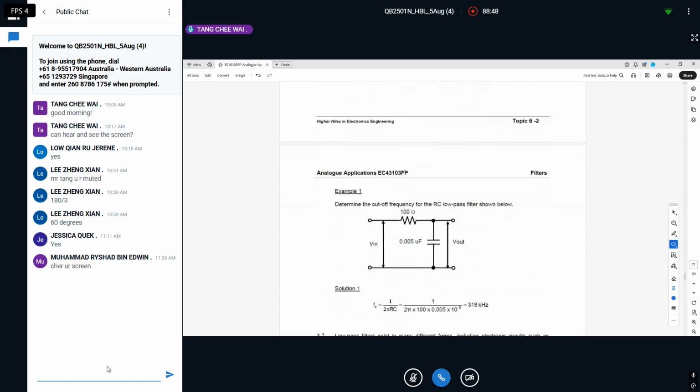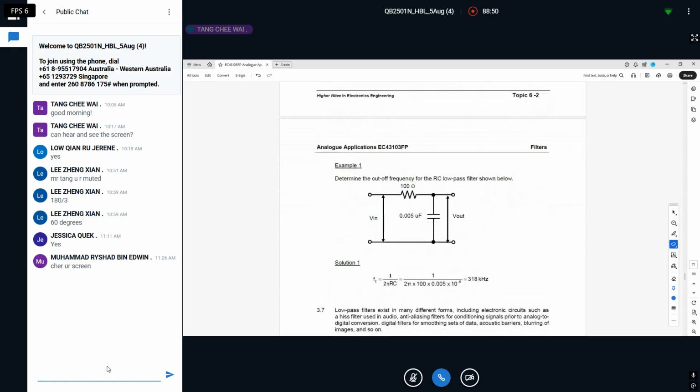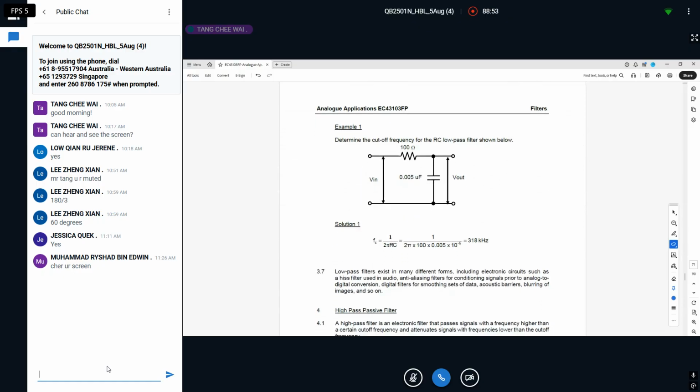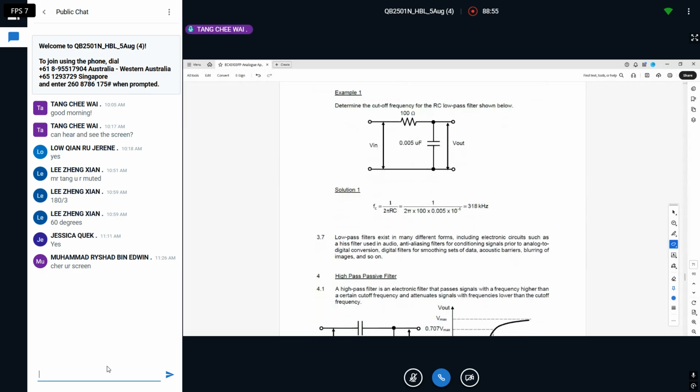Okay, let's do an example here. What is given? The resistor value is 100 ohm, and the capacitor value is 0.005 microfarad. They want us to calculate the cut-off frequency, which is FC here. The formula was given just now, above, before we came here.